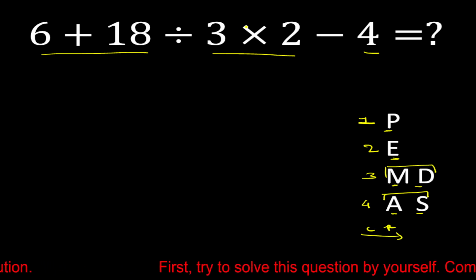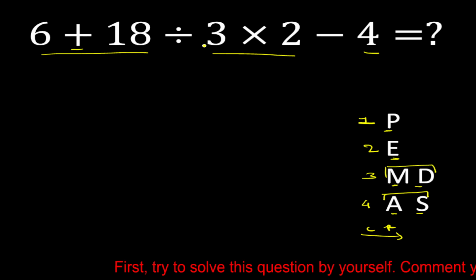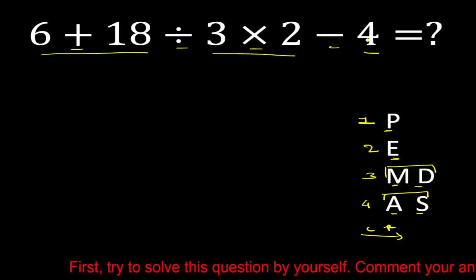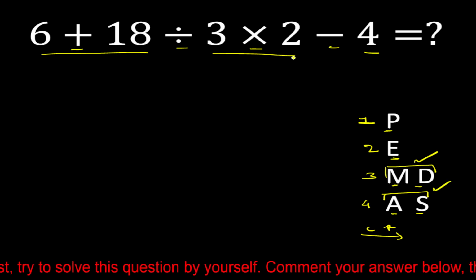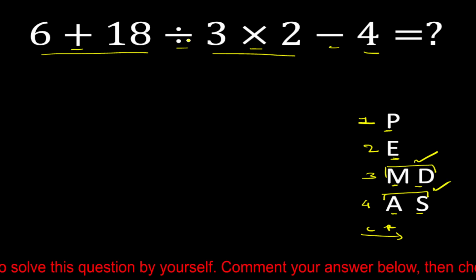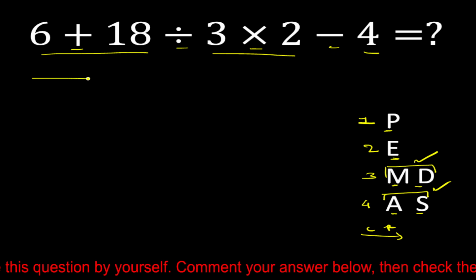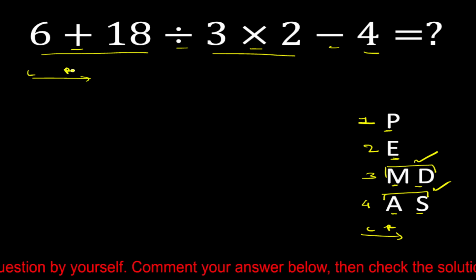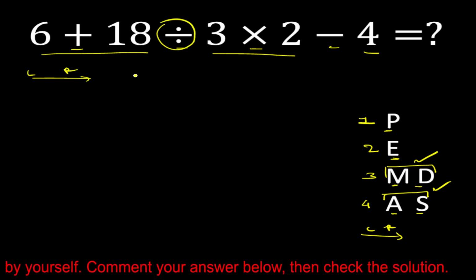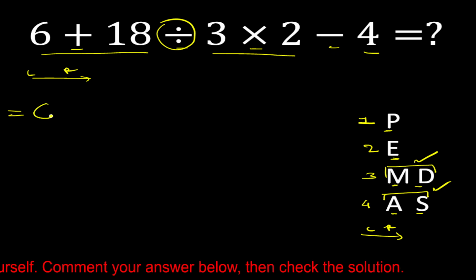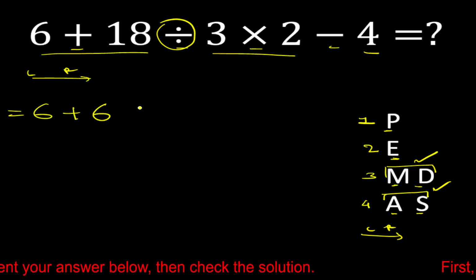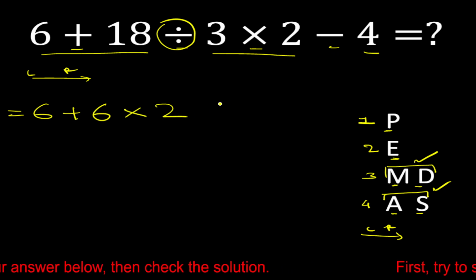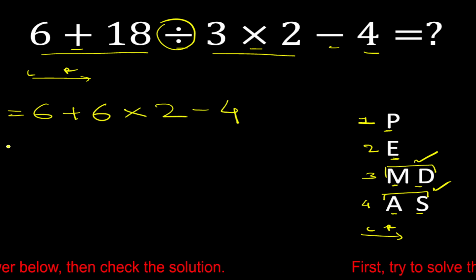Okay, so in this question, there is one addition, one division, one multiplication, one subtraction. First we have to solve multiplication and division, then we have to solve addition and subtraction. Multiplication and division both have equal priority, so we have to solve from left to right. So first we have to solve this division. So it is equal to 6 + (18 ÷ 3 is equal to 6) × 2 − 4.